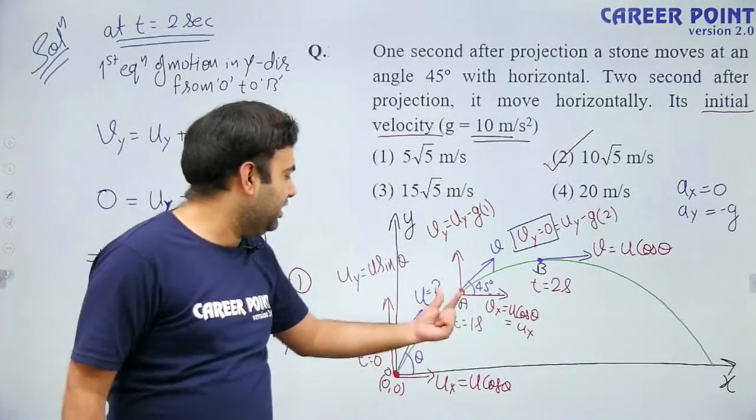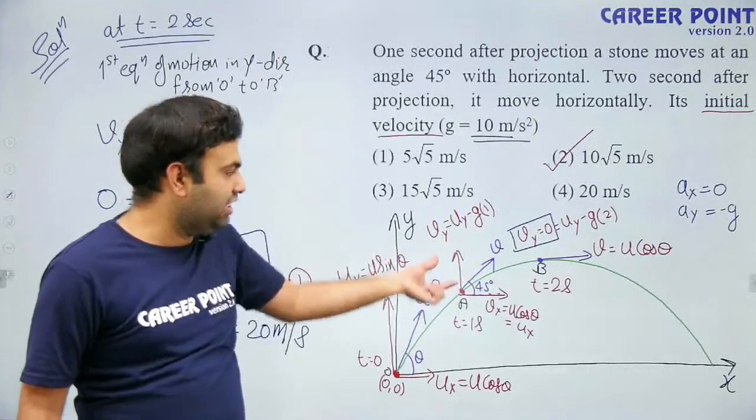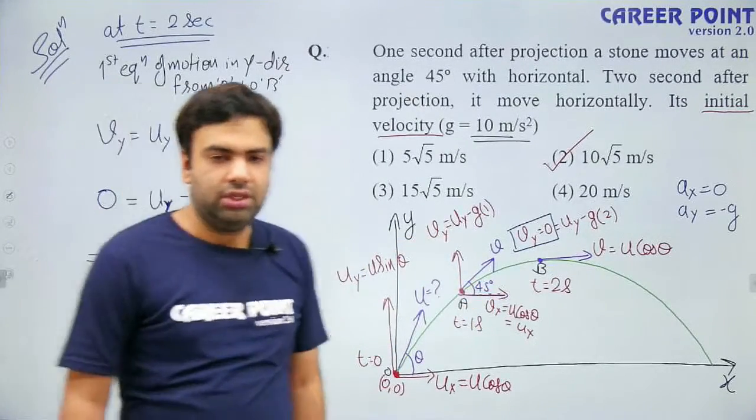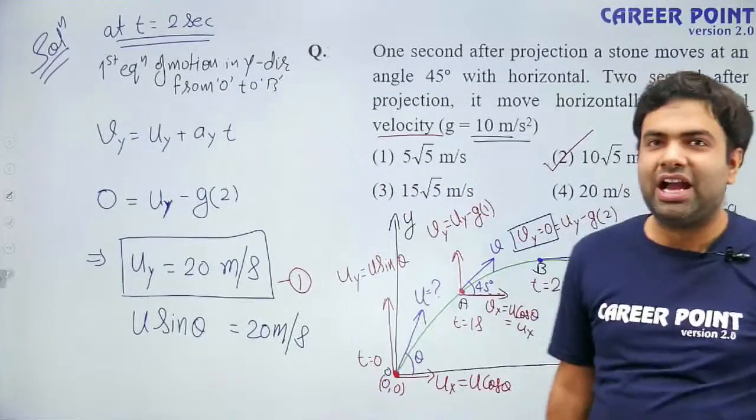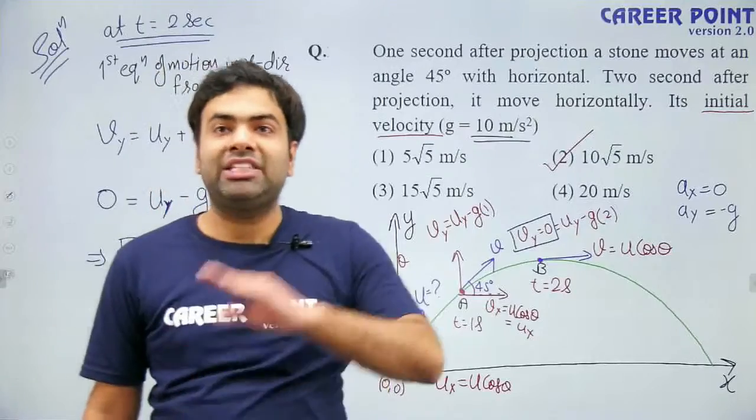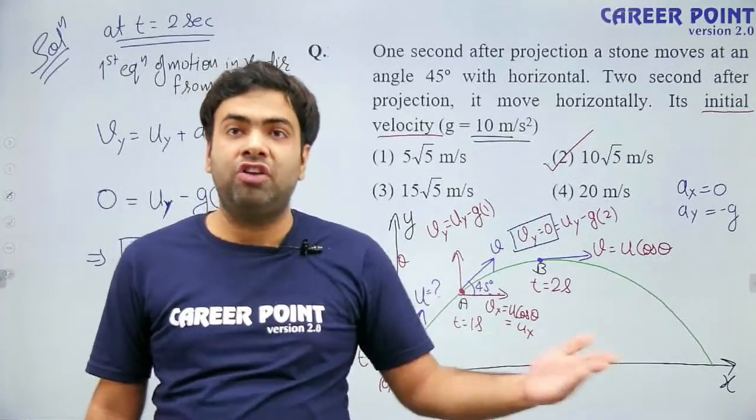See, after 1 second, in y direction, velocity goes from 20 to 10. That is equal to the x component. That is why it was making a 45 degree angle. Okay, so this is the basic idea of projectile motion. In the next class, we will discuss the maximum height of projectile, the time of flight, and the range of projectile.